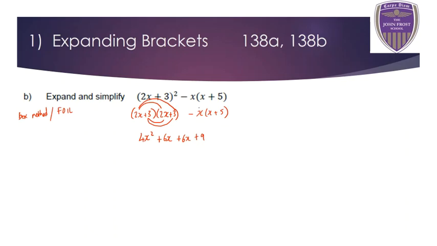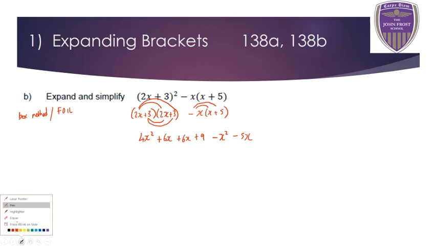Now I'm going to expand this second bracket. I'm just going to multiply through by minus x. So x times x is x squared, so minus x squared. And minus x times 5 is minus 5x. So I've expanded all my brackets through now, and now I've just got to simplify it.